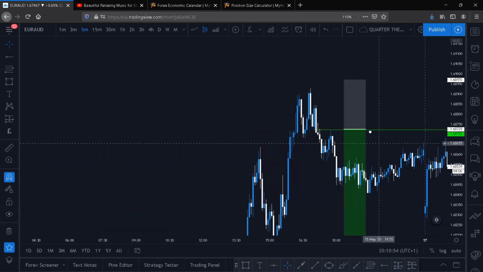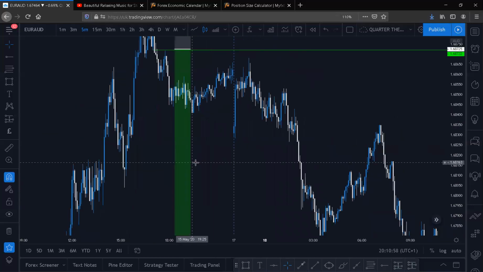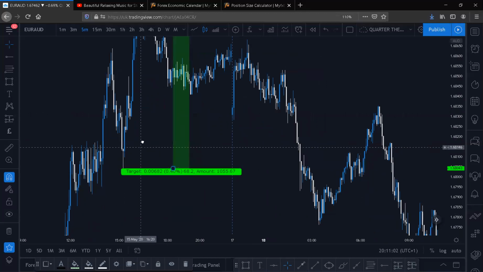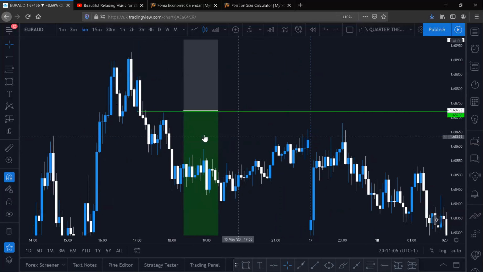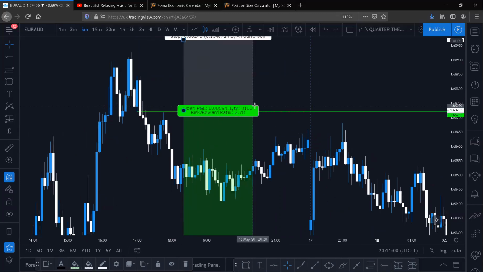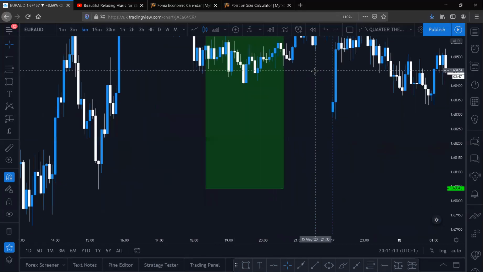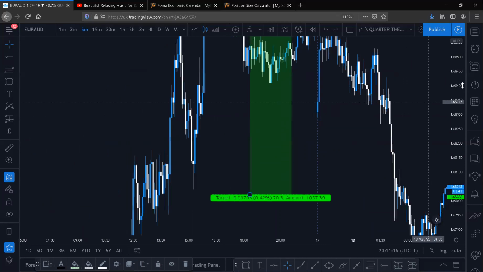Risk to reward ratio is put on, and even targeting, say, this candle here, the risk to reward is going to be pretty much a 3-to-1. Let's just make it a 3-to-1.